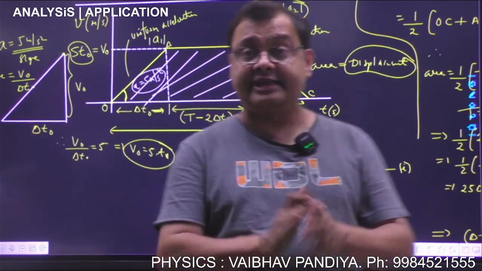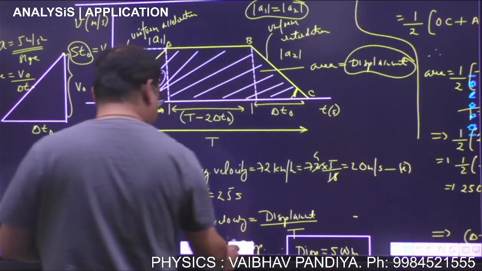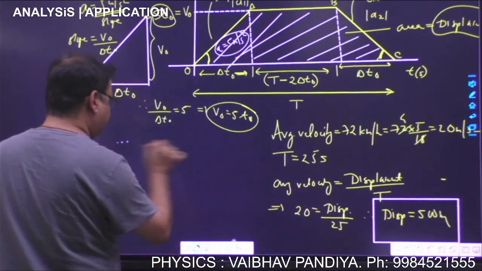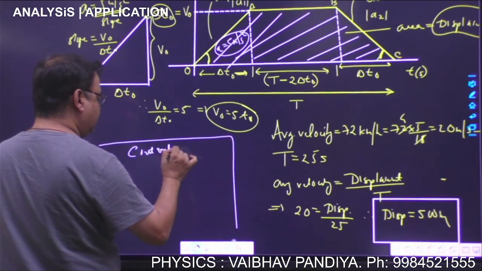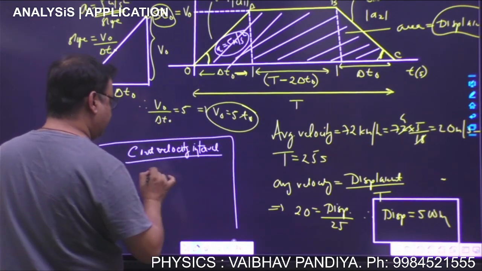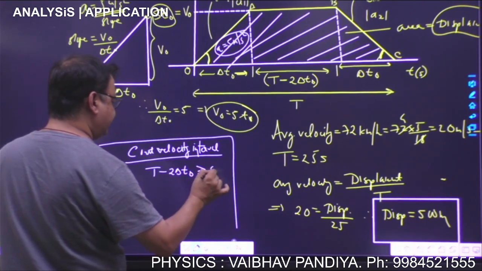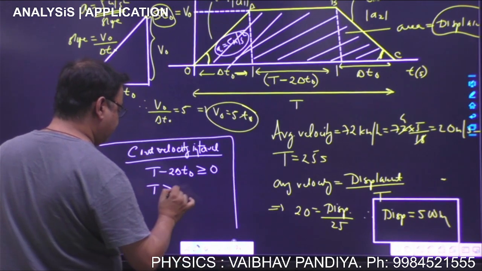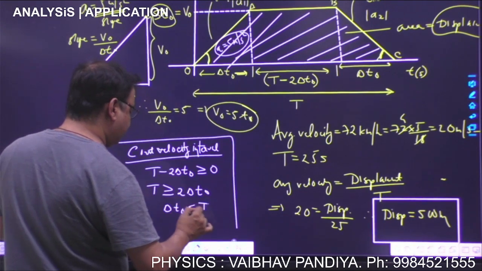How much? The time interval is capital T, the total time, minus twice of delta t naught. And we know the time interval can never be negative, correct? So this interval also needs to be non-negative. So for the constant velocity interval, T minus 2 delta t naught must be non-negative, that is greater than or equal to 0. So you will get T must be greater than or equal to 2 delta t naught. So delta t naught must be less than or equal to T by 2.